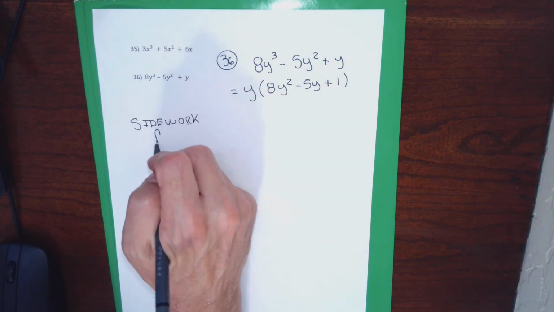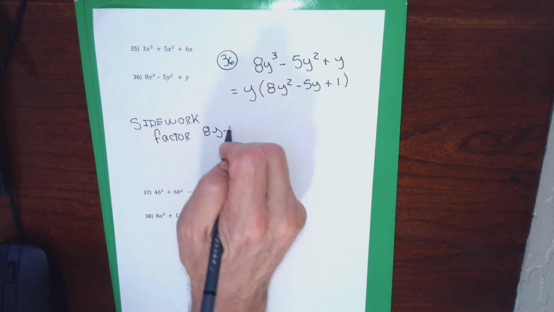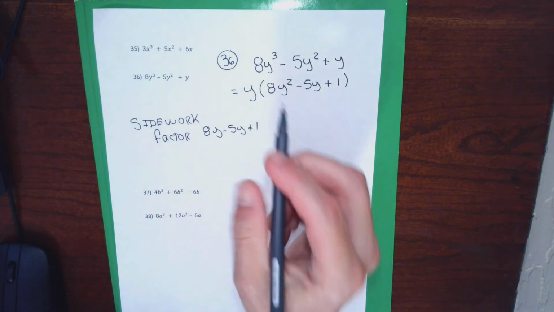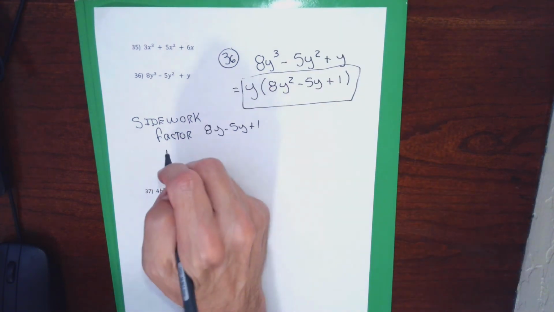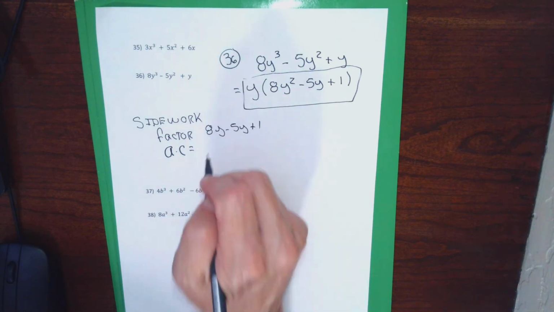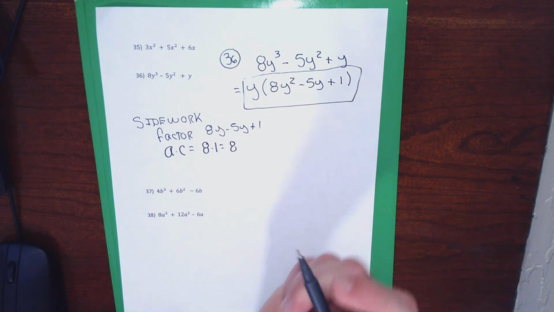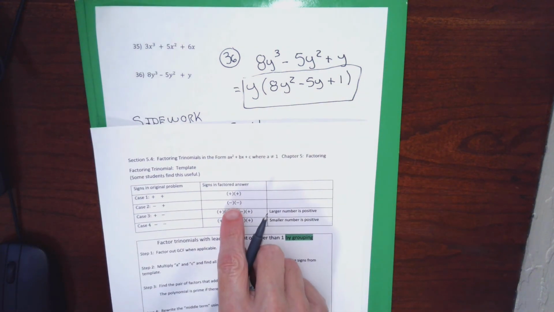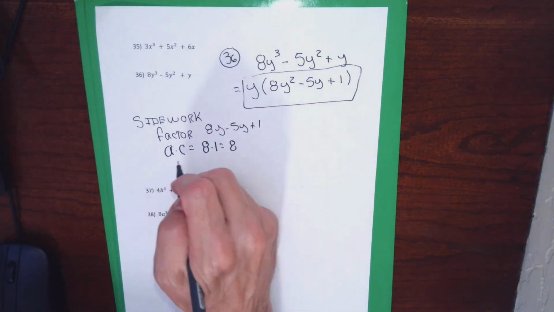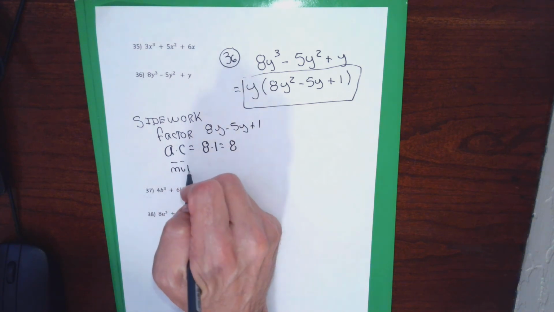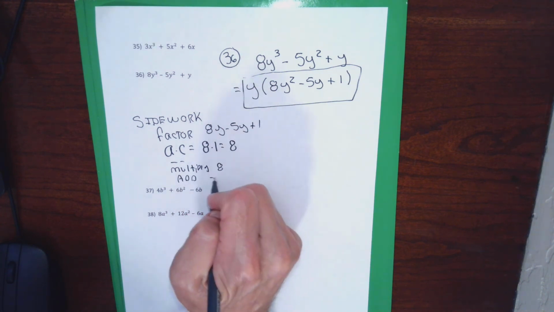I need to factor my 8y squared minus 5y plus 1. I believe this is going to be prime and that this is going to be my answer, but let me just confirm that. I start off multiplying the a and the c. The a is the 8, the c is the 1. Those multiply to 8. This is the second row of my template, so I need double negative numbers. Those double negative numbers need to multiply to 8 and they need to add to negative 5.